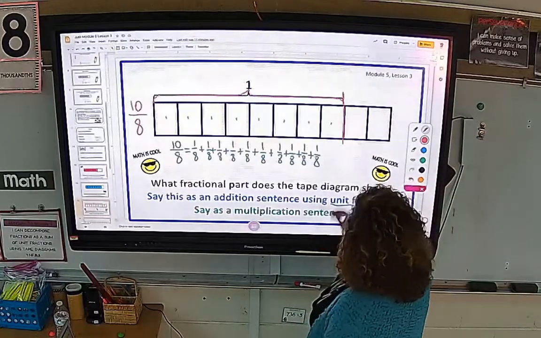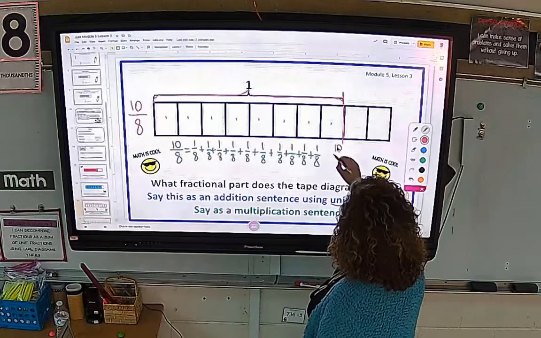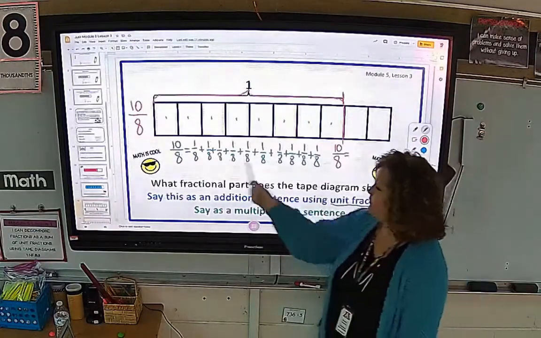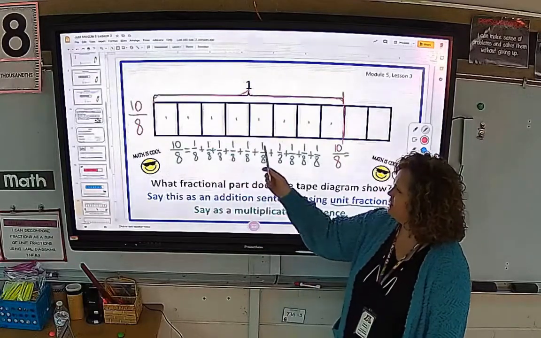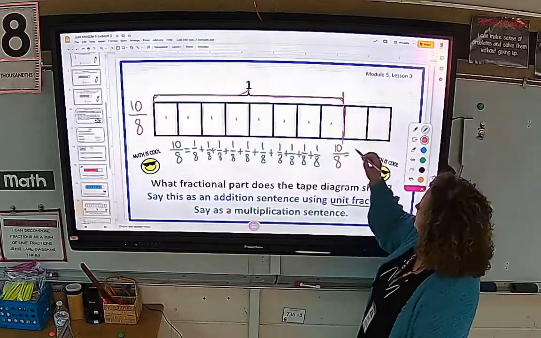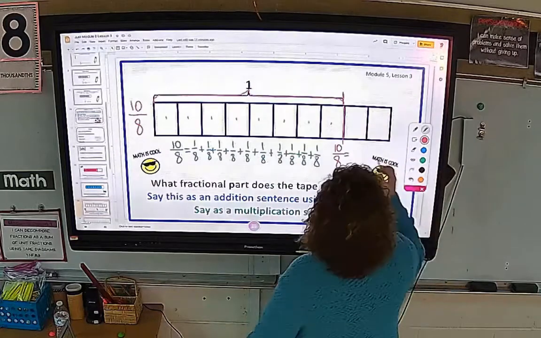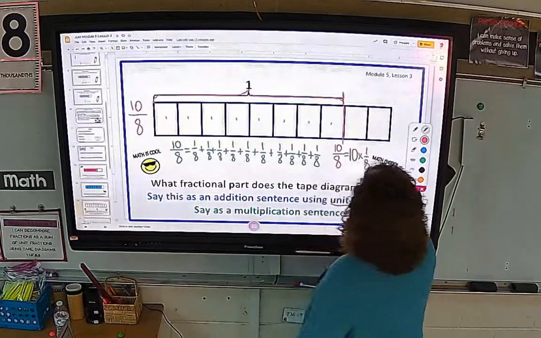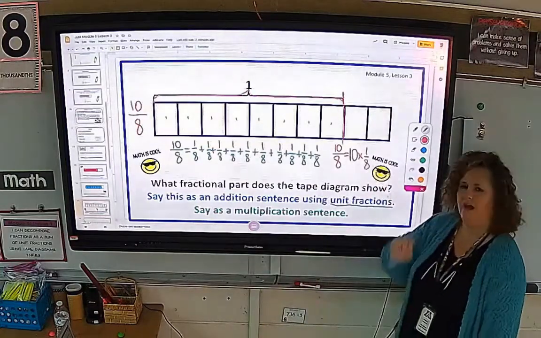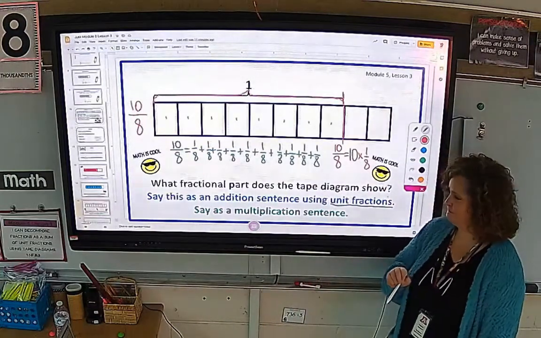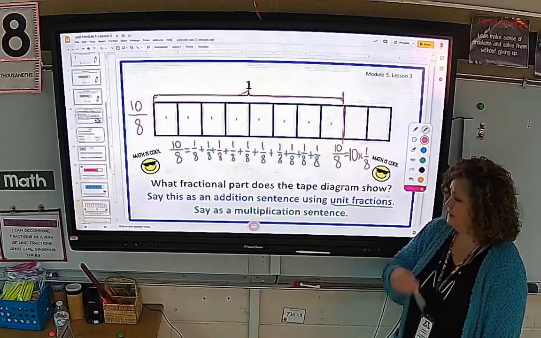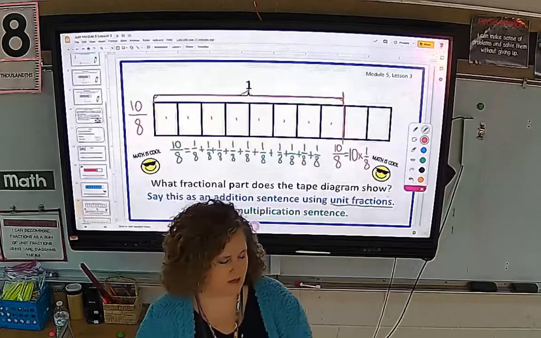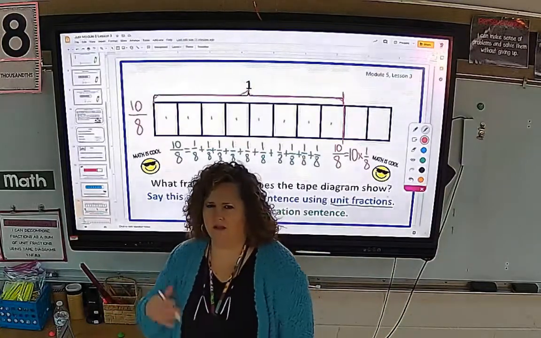So we will do that right here. 10 eighths is equal to, how many times did we write this? 1, 2, 3, 4, 5, 6, 7, 8, 9, 10. 10 times 1/8. We've got 1/8 10 times. Okay. All right. So hopefully after saying it many times now, we're kind of getting the hang of how this works.